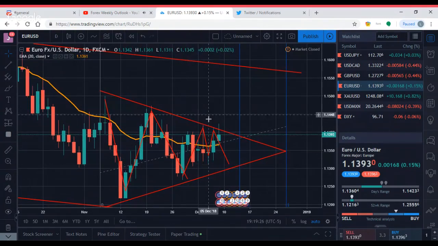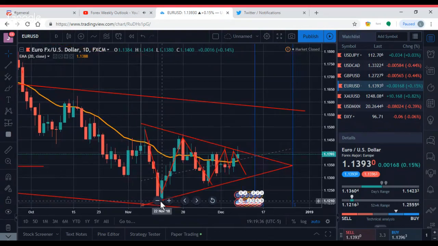And these I actually drew. I drew these lines when we were out right here, and it's pretty much following it. So I'm not expecting it to break down. I'm not expecting it to break through. I'm just expecting it to break through here.